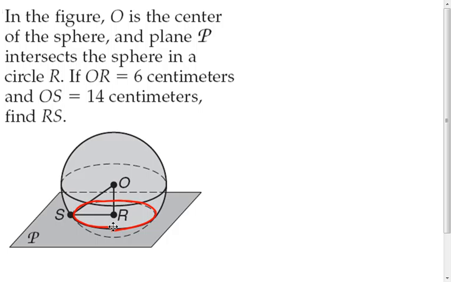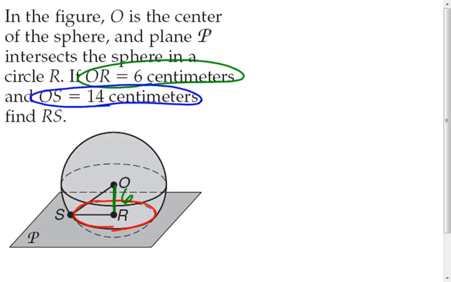Now if the length of segment OR equals 6 centimeters, so this piece right here, we know that's 6 centimeters long, and we know the length of segment OS, that would be this segment right here, is 14 centimeters long. We want to be able to calculate the length of segment RS, which would be right here.